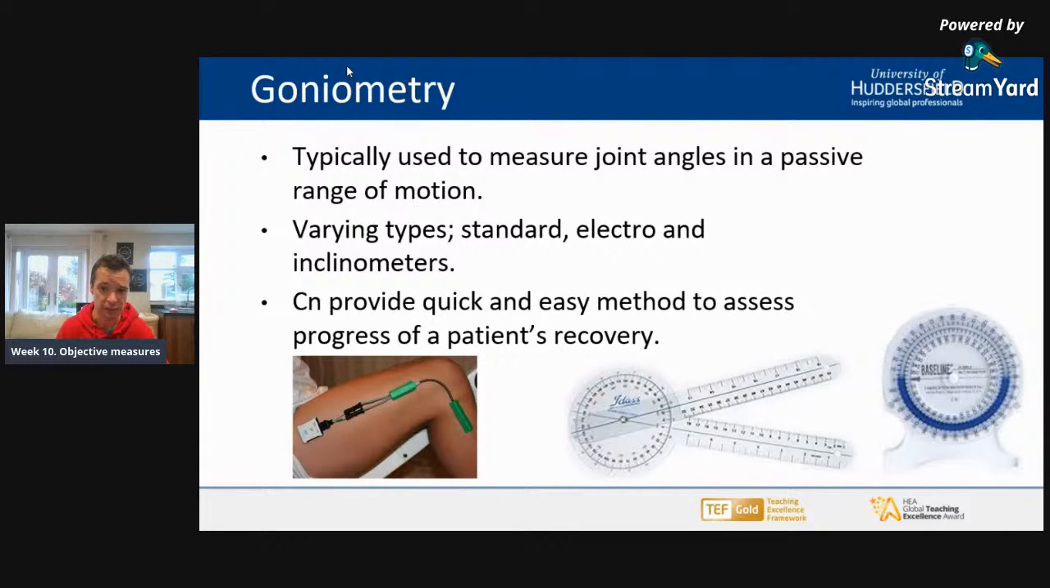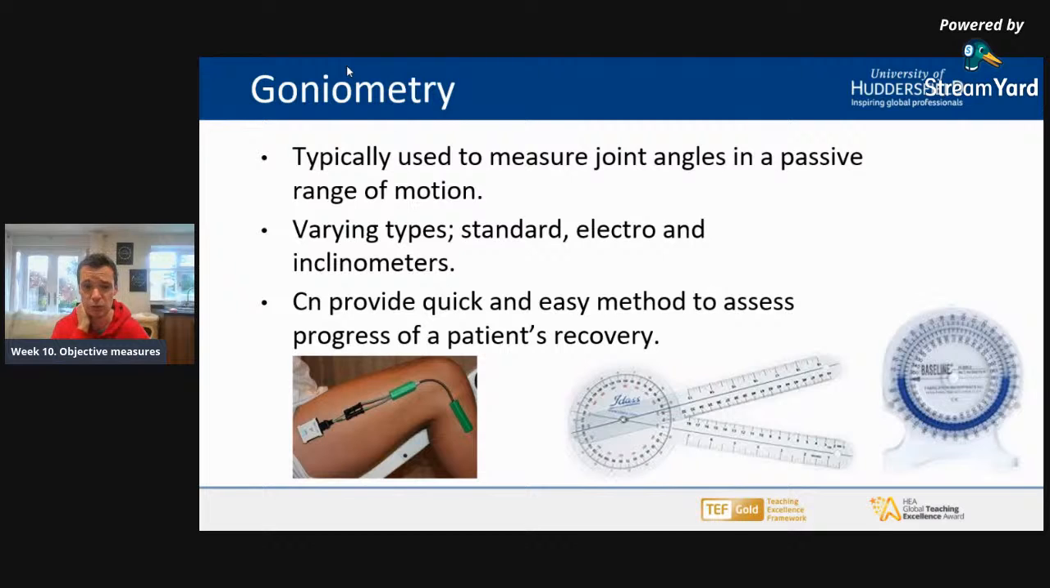where essentially we use each arm across the joint that we're going to measure. We identify certain bony landmarks, align those arms up, and measure the angle in between them. We have electrogoniometers, which are less common, which you can see in the bottom left there. They use electrodes, so it's supposedly more accurate. Again, they're less common in practice, potentially more common in research-based fields, but exactly the same principle.